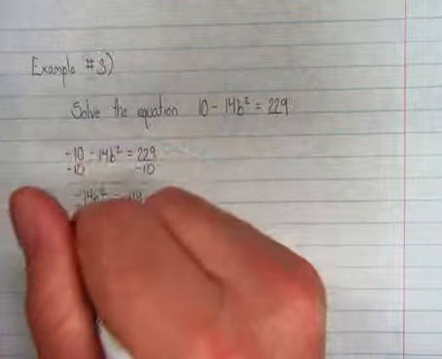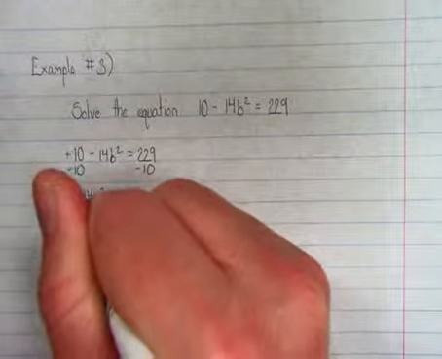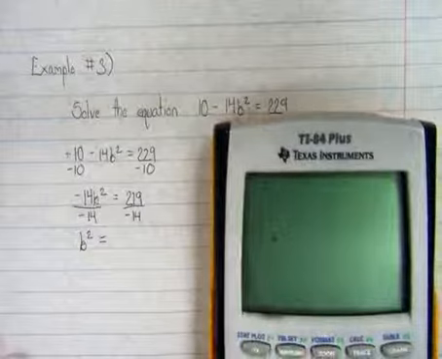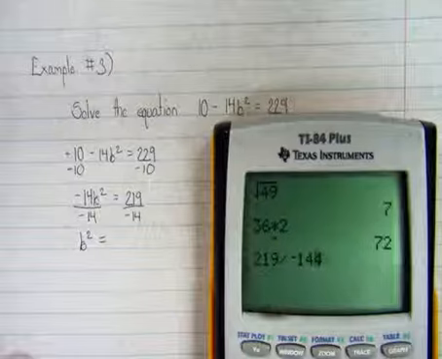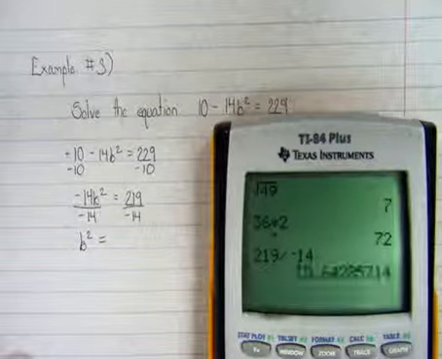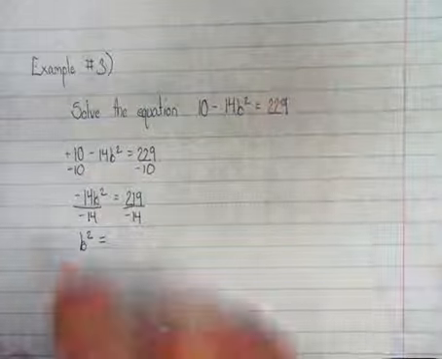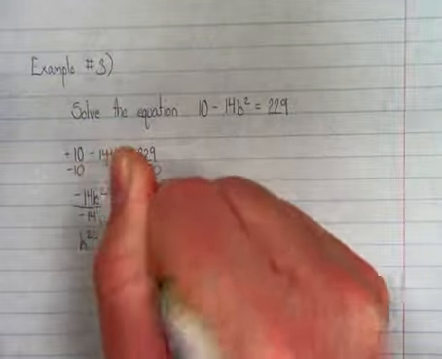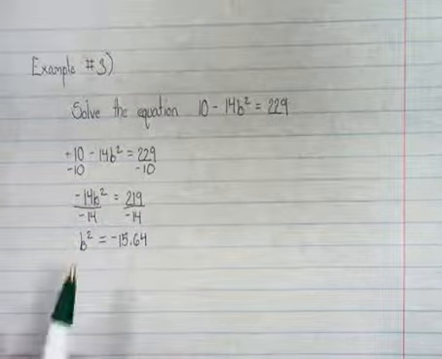These will cancel each other out, leaving me with b squared equals, and this is why on the 6th day God invented the calculator, 219 divided by negative 4, and I'm just going to round this off to the hundredths place, negative 15.64. So that's negative 15.64.